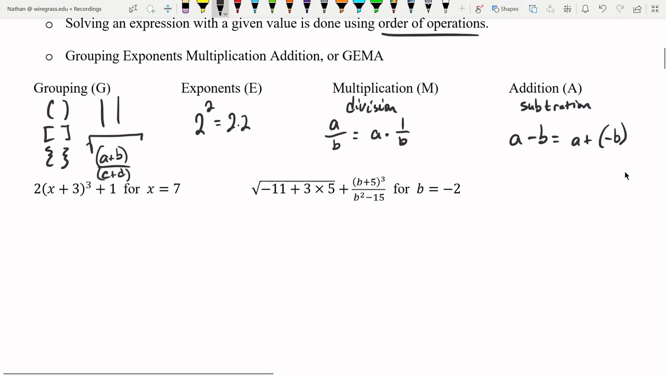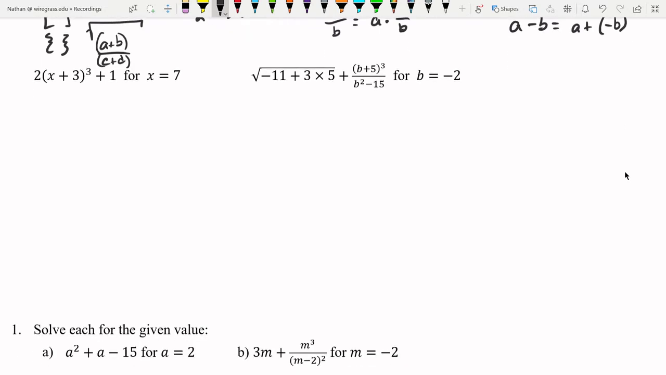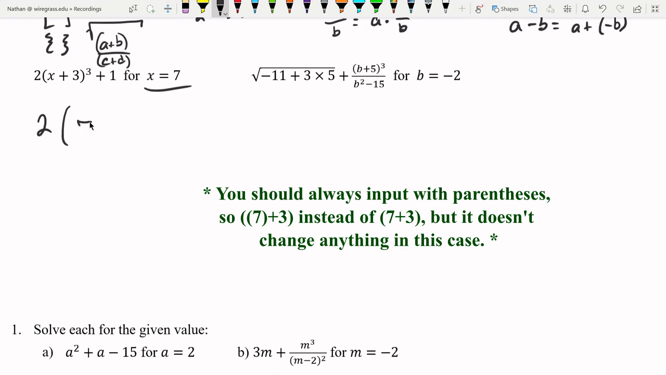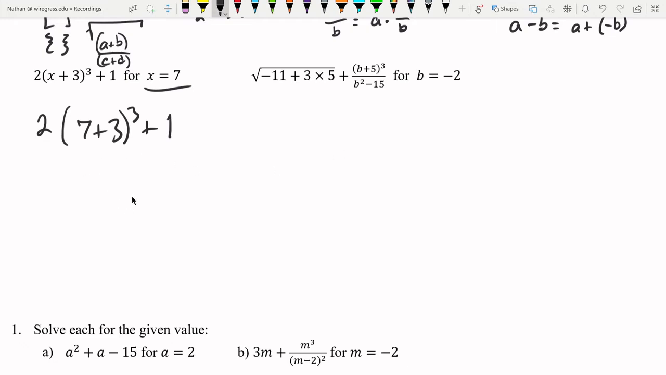Okay. For these two expressions, we know what the variables are. So in this case, we know x equals 7. So we're just going to plug 7 into the expression and solve the expression. So solving for it, we're just going to use order of operations, and get a single number as a result. Order of operations is GEMDAS first, grouping is first. There's only one grouping symbol in here, and that's the parentheses. 7 plus 3 is done first, that is 10.